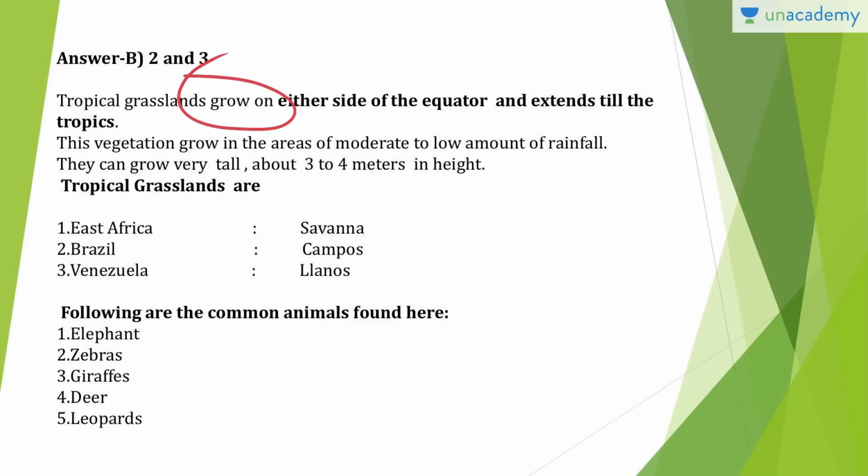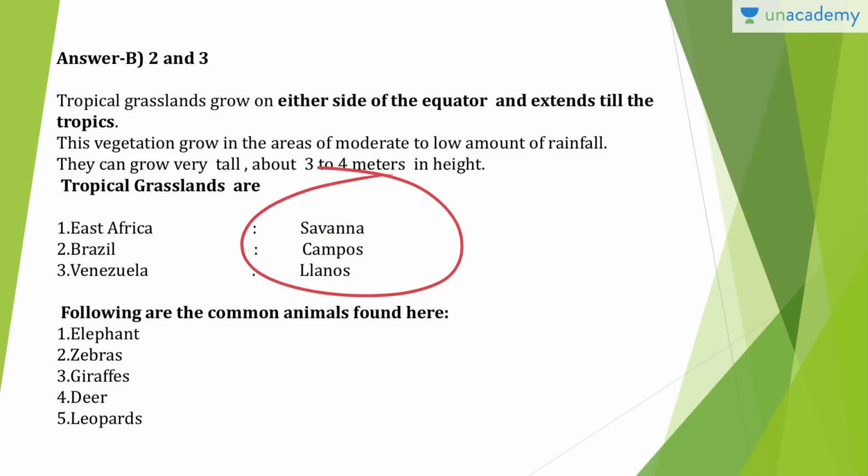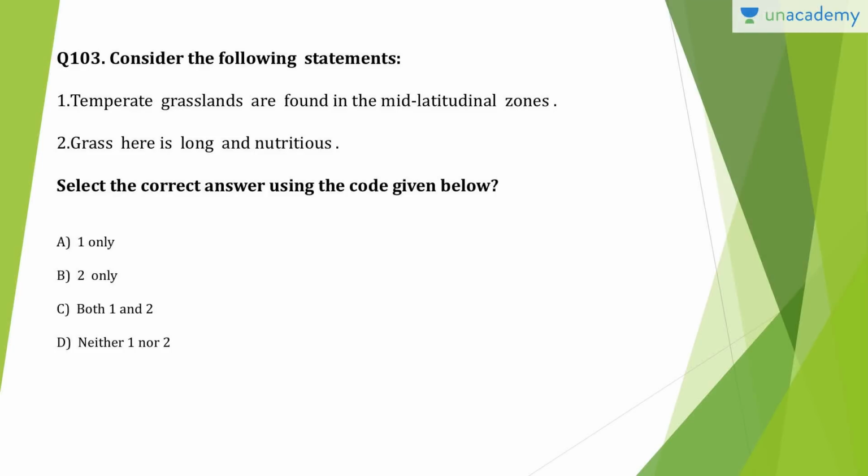The tropical grasslands, they grow on either side of the equator. They extend till the tropics. And this vegetation grows in the areas of moderate to low amount of rainfall. And they can grow very tall, about 3 to 4 meters in height also. And tropical grasslands, I have already told you, there are three types. East Africa has savanna, Brazil has campos, and Venezuela has llanos. Following are the common animals which you will often see here: elephants, zebras, giraffes, deer, and leopards. Question number 103, consider the following statements.